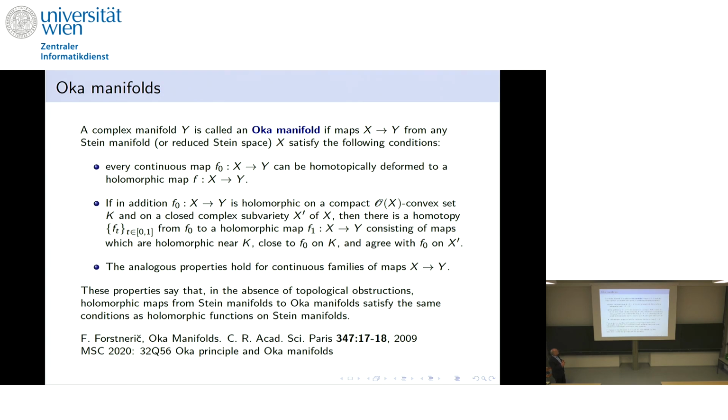So a complex manifold Y, I call it an Oka manifold after Kiyoshi Oka, if maps from any Stein manifold X to Y, or from any reduced Stein space, satisfy what's called the H principle, or the Oka principle in this case. So this means, first of all, if you start with a continuous map, you should be able to deform it to a holomorphic map.